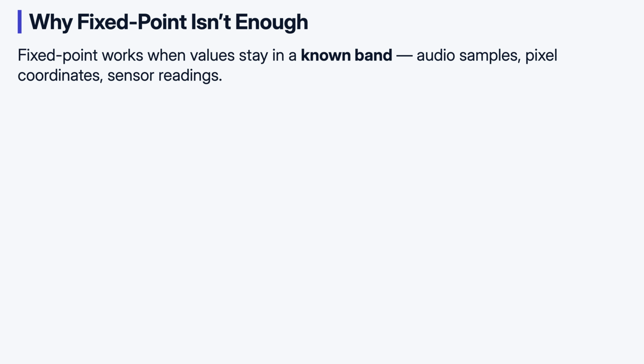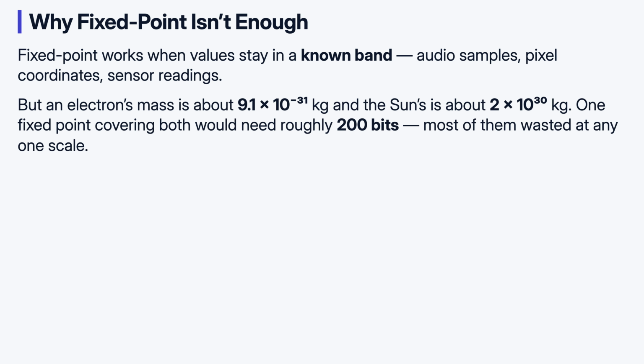Fixed point is a good tool when your values stay in a band you know ahead of time: audio samples, pixel coordinates, a sensor reading in a fixed range. It is simple and fast. But many programs must handle numbers at wildly different scales.